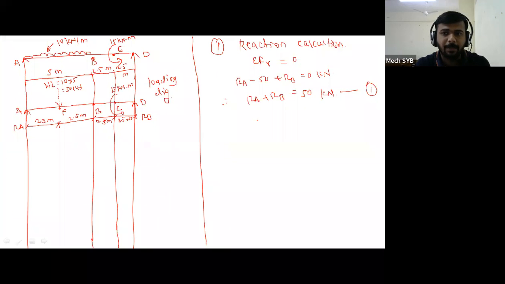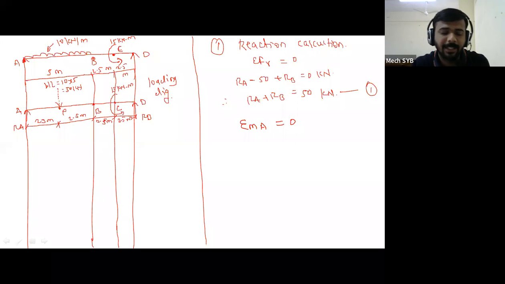RA plus RB is equal to 50 kilonewton. Don't consider the effect of the 15 kilonewton meter because it is a couple. And what is our formula? Summation of vertical forces, and forces are only in either kilonewton or newton. So RA plus RB is equal to 50 kilonewton because only 3 forces are there. Then summation of MA is equal to 0, that is, moment at point A is equal to 0.